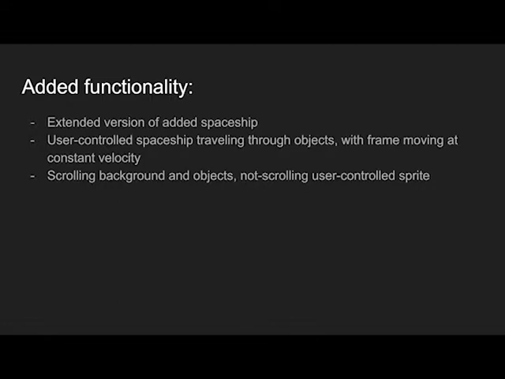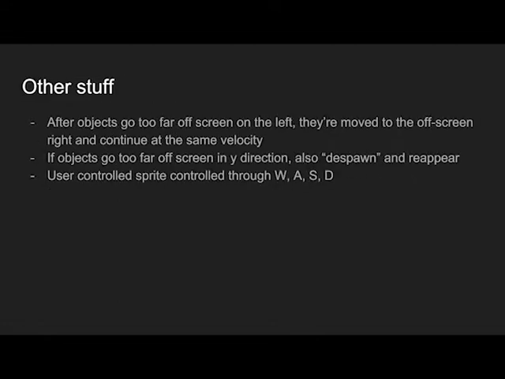Basically, what functionally happens is all the objects on the screen, except for the user-controlled sprite, move to the left at a constant velocity in addition to the forces, accelerations, and velocities calculated in the main part of the project. Additionally, after each object goes off-screen on the left side for a while, it respawns on the right side of the screen and continues going.